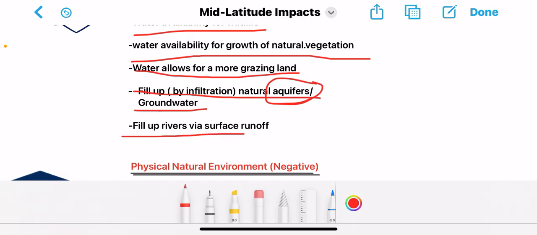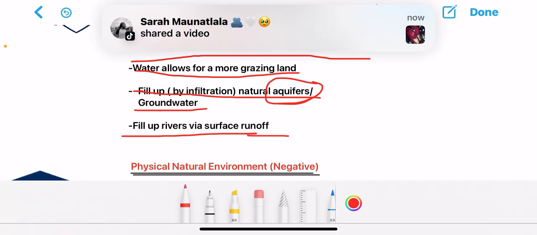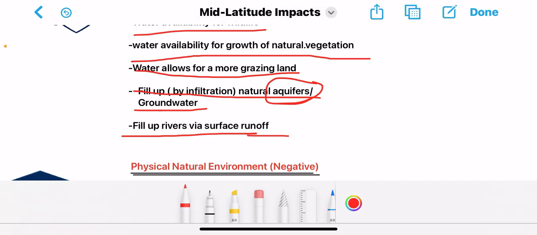Fill up of river via surface runoff. Surface runoff, we know that we are speaking about the rapid movement of water on the surface. Now, when there is so much water on the surface, it begins to move into our rivers, and our rivers begin to have what? More water. If there were rivers that were starting to lose water and about to dry up, the water runs into the river, and the river begins to what? To be rejuvenated.